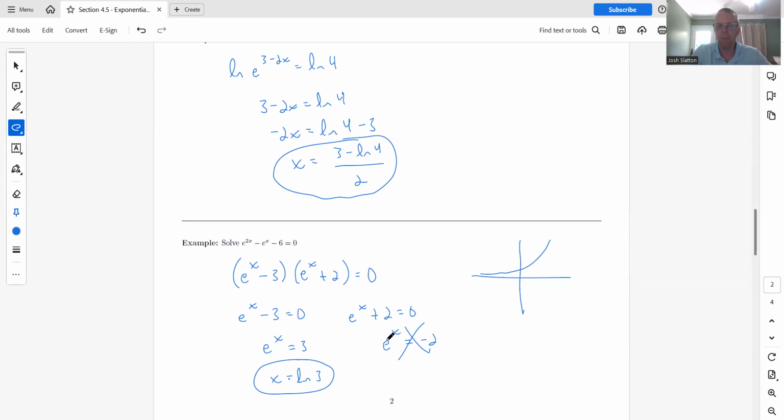You cannot raise any positive number to an exponent and get a negative number. So if you ever get e to the x or any other number to the x that equals a negative number, there's no solution there. Okay, so that'll do it for this one, and then we'll get on to the log equations on the next one.